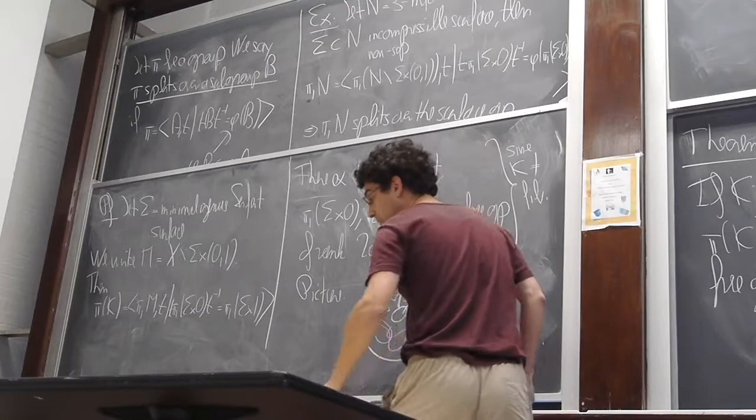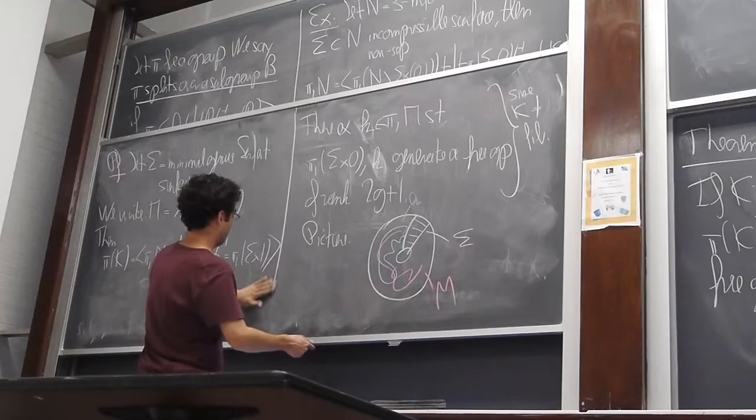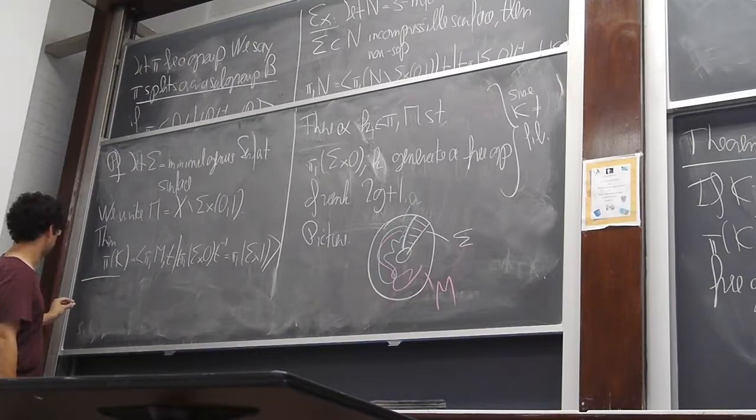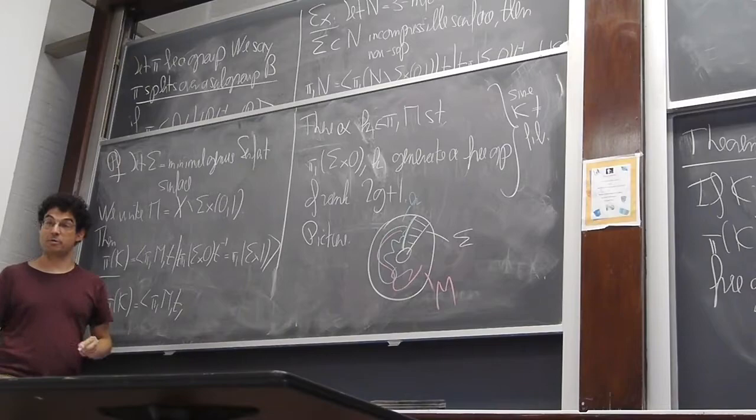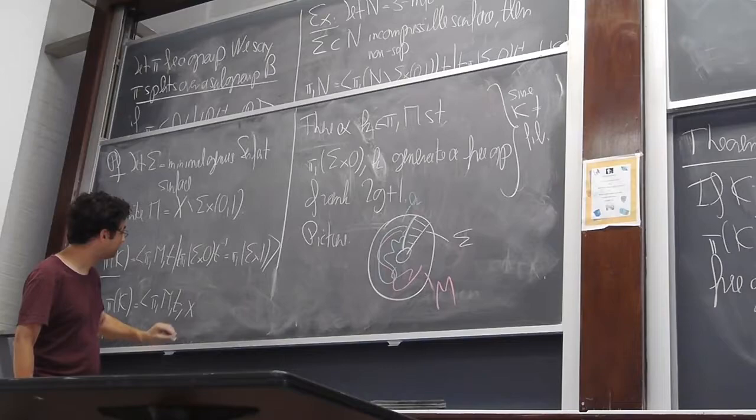So now all we have to do is rewrite this HNN extension. Let me continue here. What we do is very simple. You take pi_1 of k, you take pi_1 of M, you add t, and now for good measure, you throw in a new variable, let's say x, and you have your old relations.